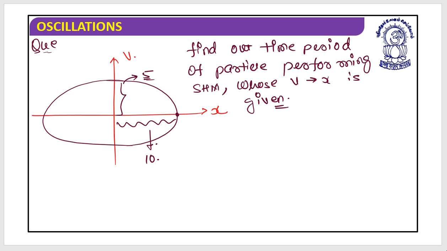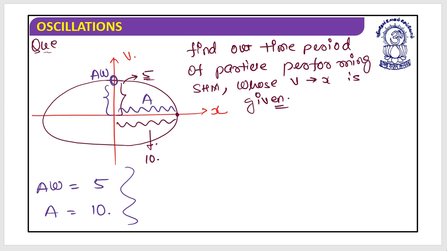So we need to find this. How will we do this? What could be done? Yes, this v versus x has been given. From the previous graphs, I understand that this is A omega and this, the maximum on the x-axis, is A. So if I compare these two values, this A omega equals 5 and this A equals 10.